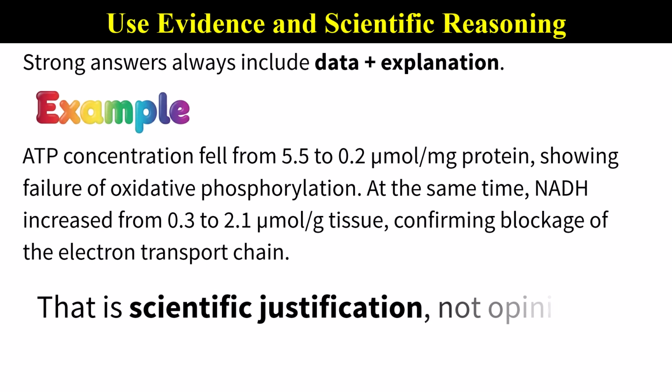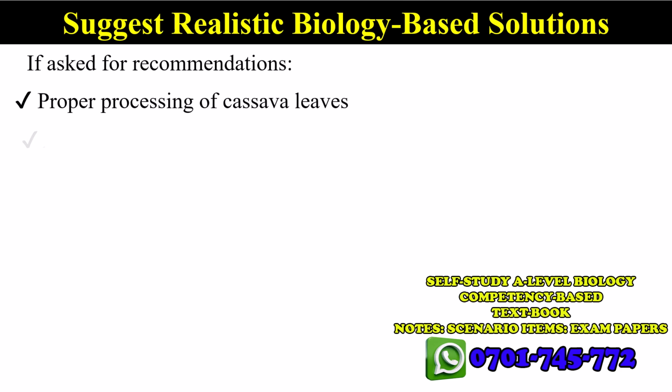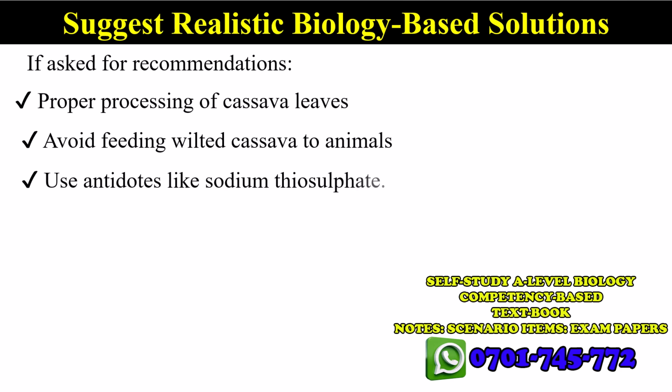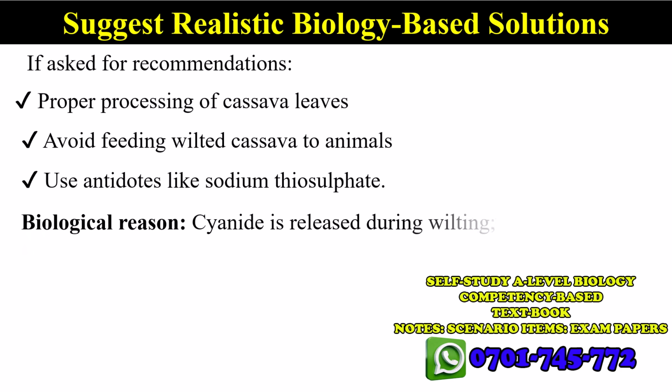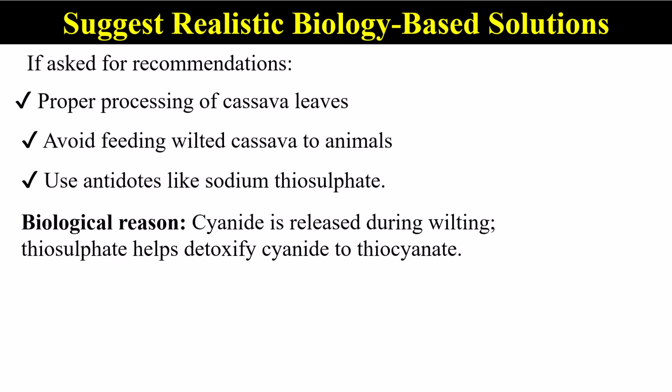Suggest realistic biology-based solutions. If asked for recommendations, proper processing of cassava leaves. Avoid feeding wilted cassava to animals. Use antidotes like sodium thiosulfate. Biological reason. Cyanide is released during wilting. Thiosulfate helps detoxify cyanide to thiocyanate.